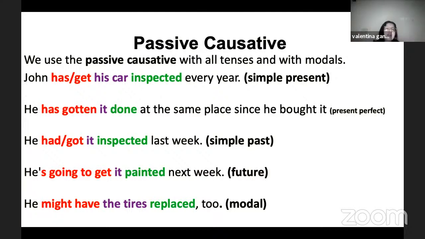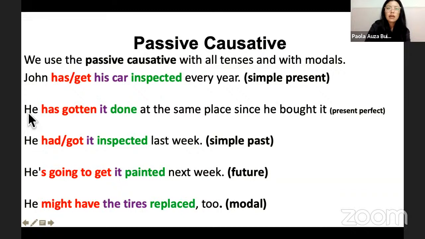John has get his car inspected every year. Yes, thank you very much. So in this case, this slash means that I can use it with one or another. No, John has his car inspected every year, or John gets his car inspected every year. The slash means that it is one or another. In this case, we get simple present.